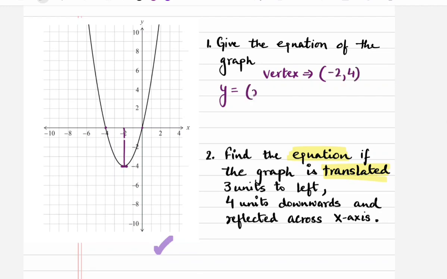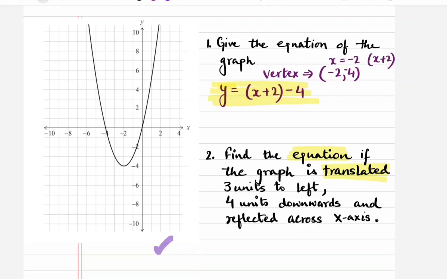right? So our equation is going to be (x plus 2) squared, right? Because if x is equals to -2, the bracket is going to be x plus 2, and -4. So it is -4 because it is in the negative axis of y. So this is our equation. This is our equation for this present graph that is given to us, right? So that was easy. Now we need to translate it.